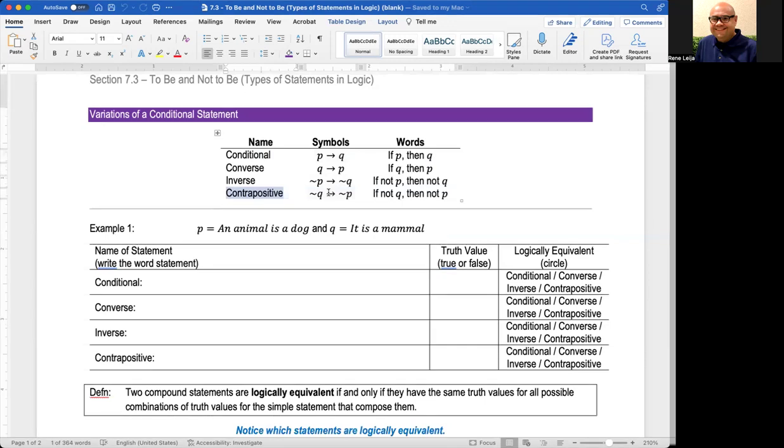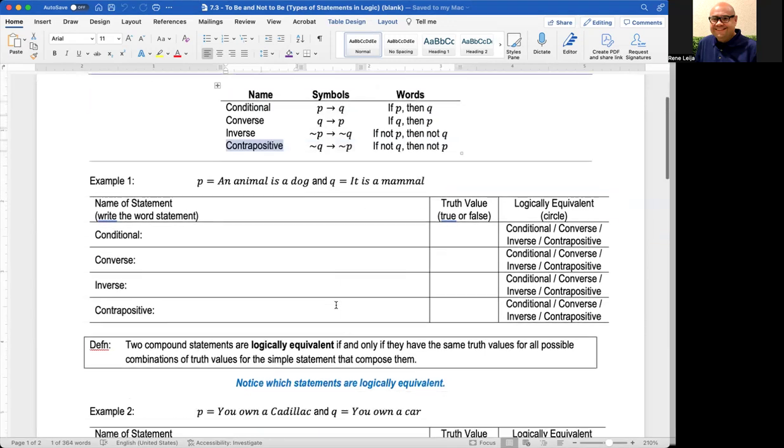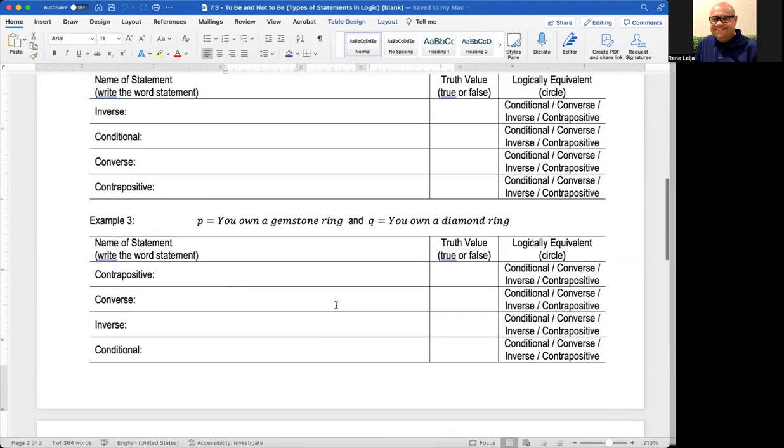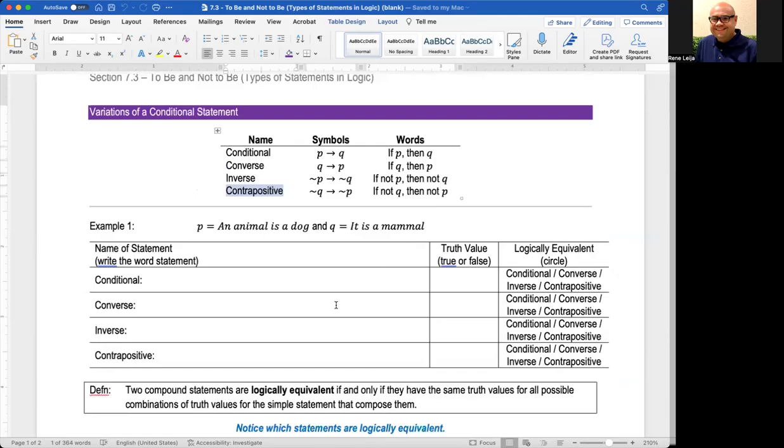on the test, I am going to mix them up. Some you're going to have to write the sentence in verbal form, and then others you're going to use the symbolic notation for this.